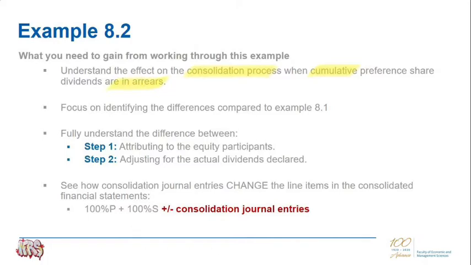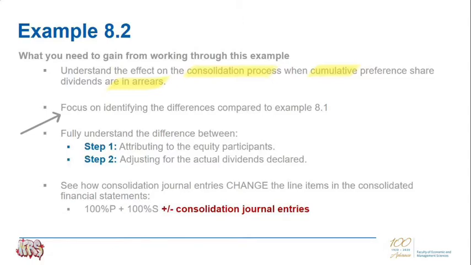The preference dividend is in arrears, and you need to see how it affects your consolidation journal entries. But when we go through this example, we're only going to focus on the differences compared to 8.1 because the principles have been established. We just need to look at different scenarios and how that would influence your consolidation journal entries. Again, always important to understand the difference between first attributing to the preference shareholders what they are entitled to, measuring their balances, and then dealing with the actual dividend declared, if any.